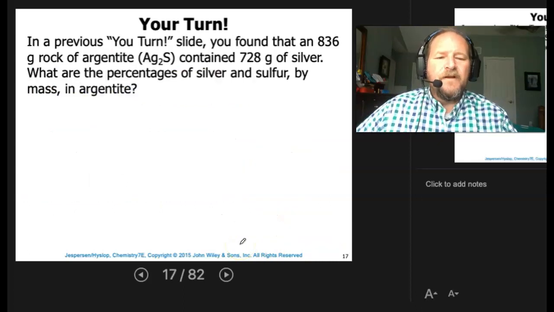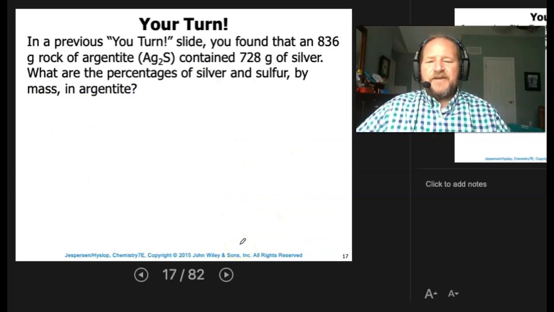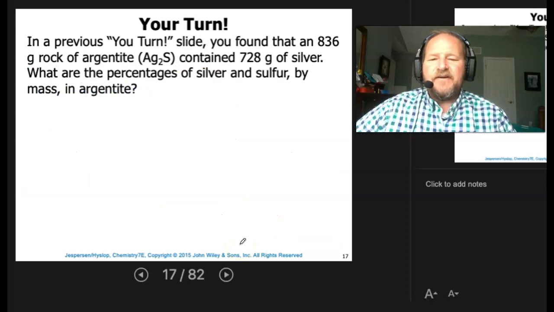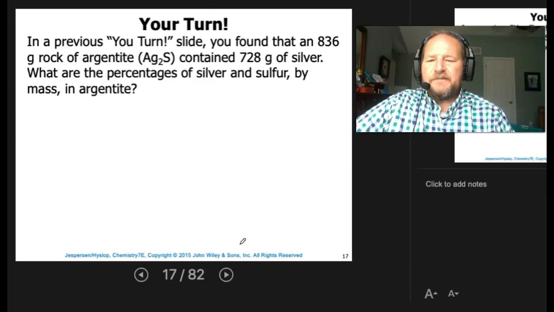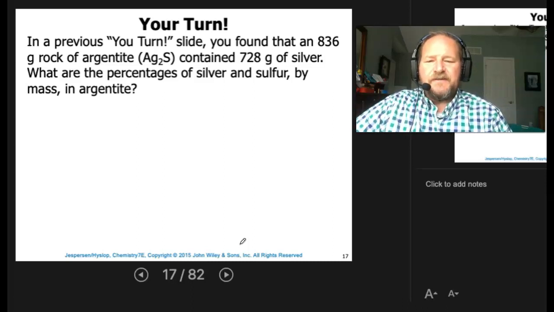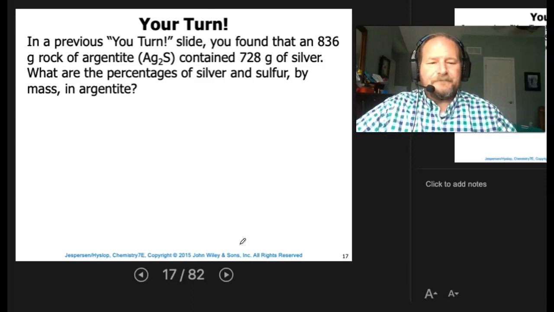All right, in a previous slide, you found that 836 grams of argentite contains 728 grams of silver. What are the percentages of silver and sulfur by mass?